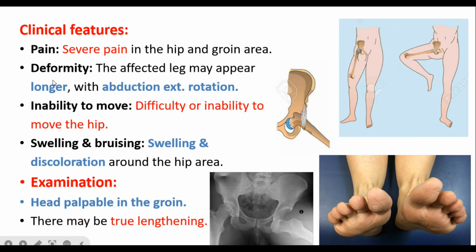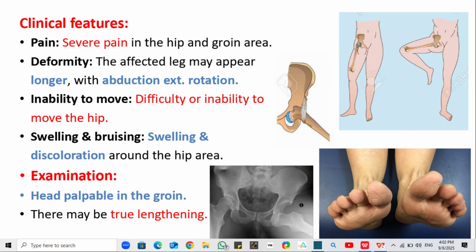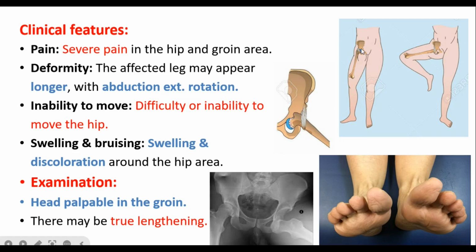So next is deformity. Affected leg may appear longer. As you can see here, these both are the images. In one, you can see that there is an abduction with the external rotation, but the patient might report to you with leg straight. So you'll notice that the affected extremity appears longer.